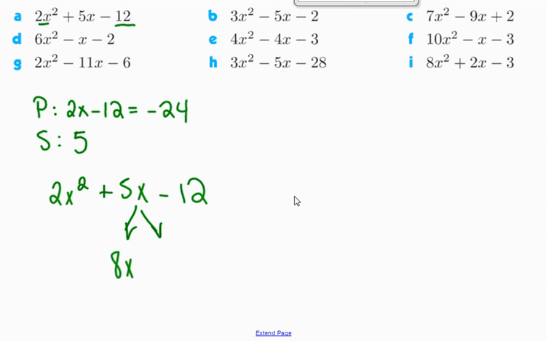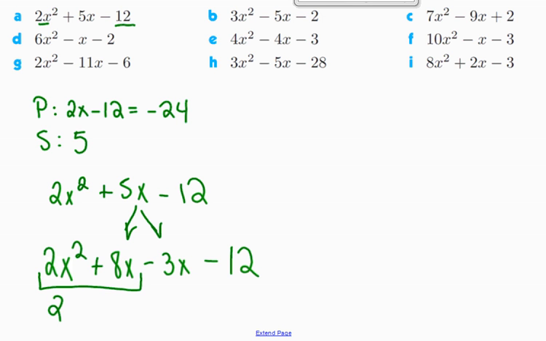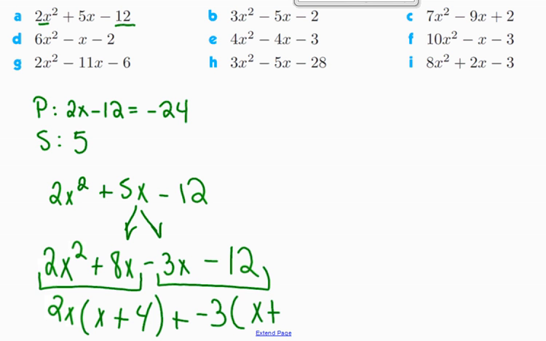And we've got 8 and negative 3. And we just carry down our 2x squared and our negative 12. Okay, so now we focus on our first two terms, and in our head we think, okay, what can I factor out of those? And I can factor out 2x, so I'll have x plus 4 left in my brackets, and again here we have a plus in between, and we think in our heads, what can I factor out of negative 3x and negative 12? Well, I can definitely factor out a negative 3 and x plus 4.